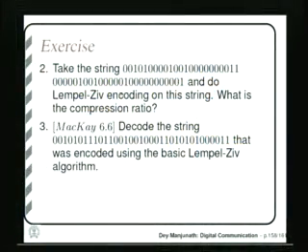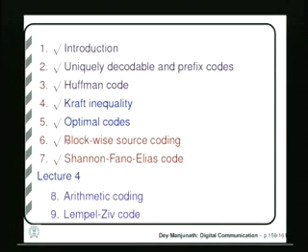There are some exercises. This is a string. The exercise is to do Lempel-Ziv coding on this string. Then this is a string, from MacKay's book, exercise 6.6. This is a string encoded with basic Lempel-Ziv coding, which we have just described. You do decoding for this. Okay. So we have done all this. We have completed arithmetic coding in this class, and we have done another source coding technique, Lempel-Ziv coding. This is the end of the source coding.